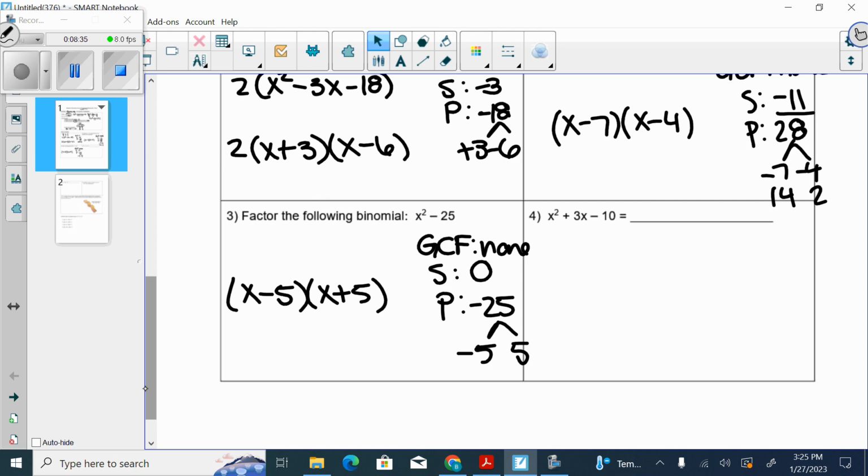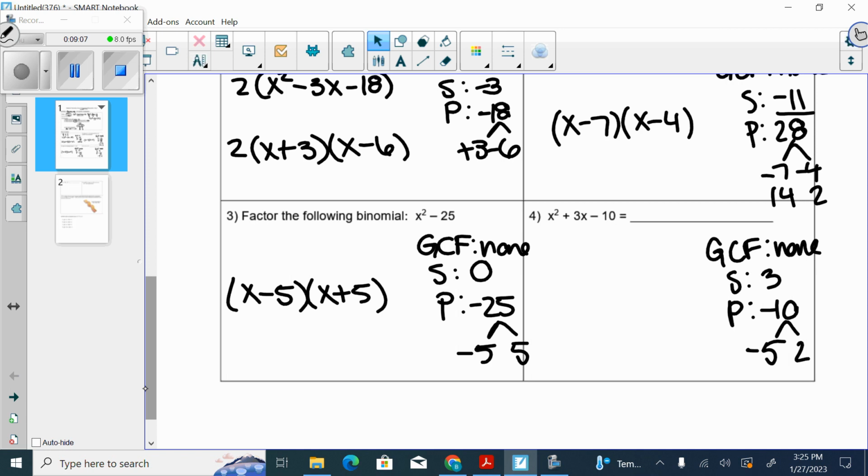All right, last one here on the front page. Does this first one have a GCF? No. Okay. So what's the sum? 3. And the product? Okay. What multiplies to give us 10? 5 and 2. Okay, but it's supposed to multiply to give us a negative 10, so one of those has to be negative. Okay? If I make the 5 negative, what's negative 5 plus 2?